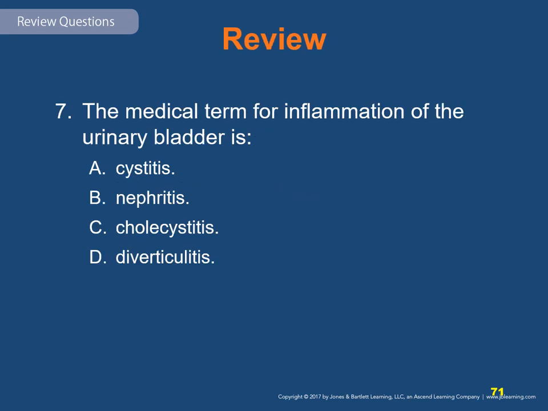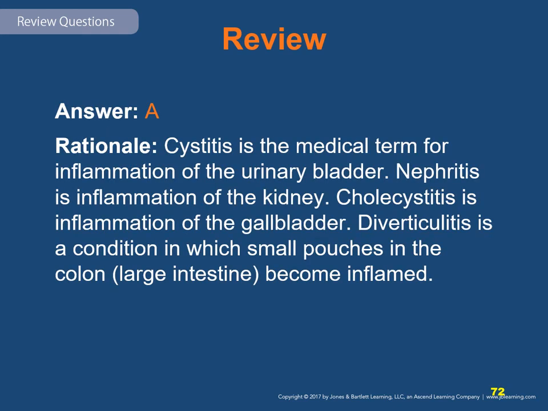Number 7, the review question is, the medical term for inflammation of the urinary bladder is A. cystitis, B. nephritis, C. cholecystitis, and D. diverticulitis. And the answer, of course, is A. Cystitis is the medical term for inflammation of the urinary bladder.